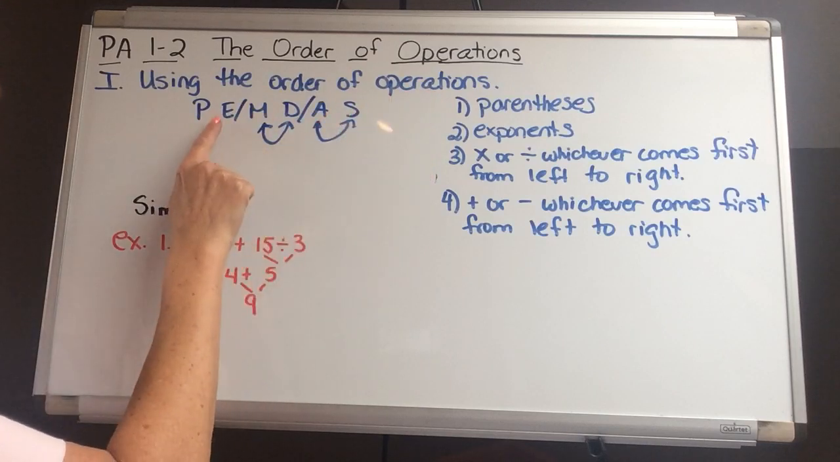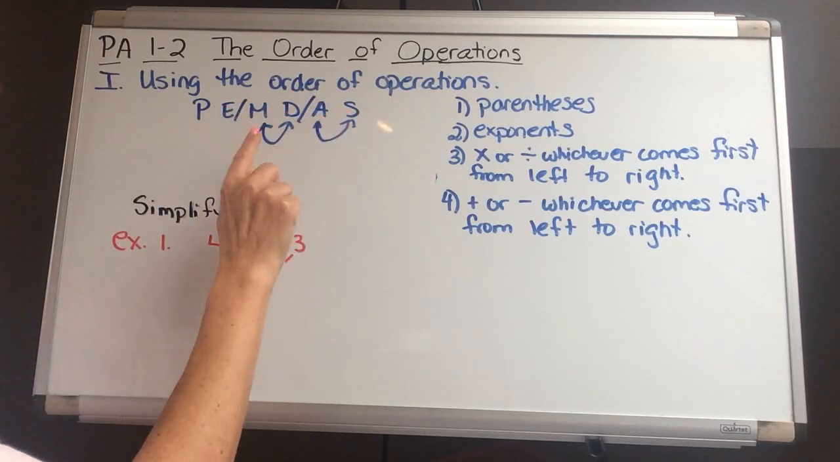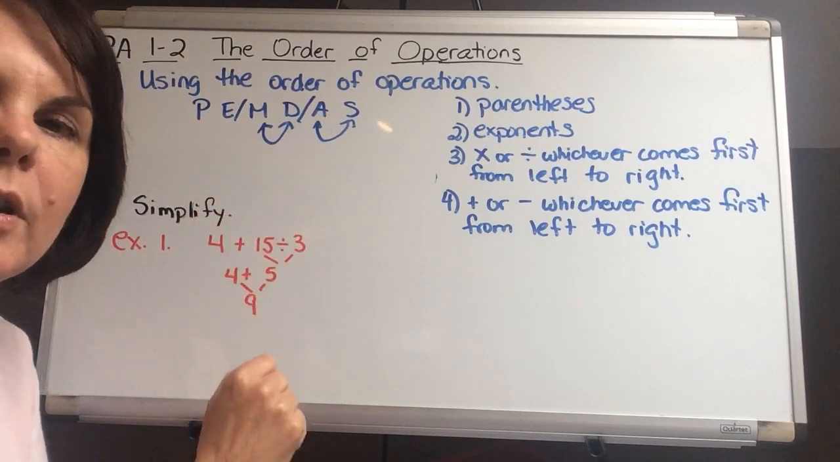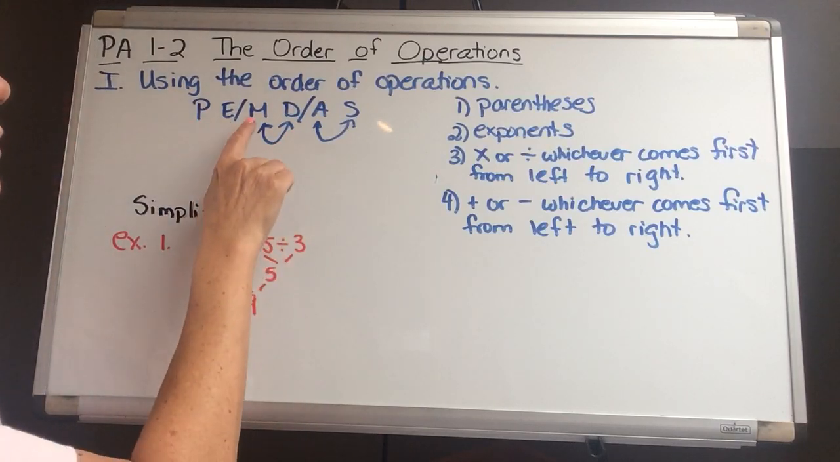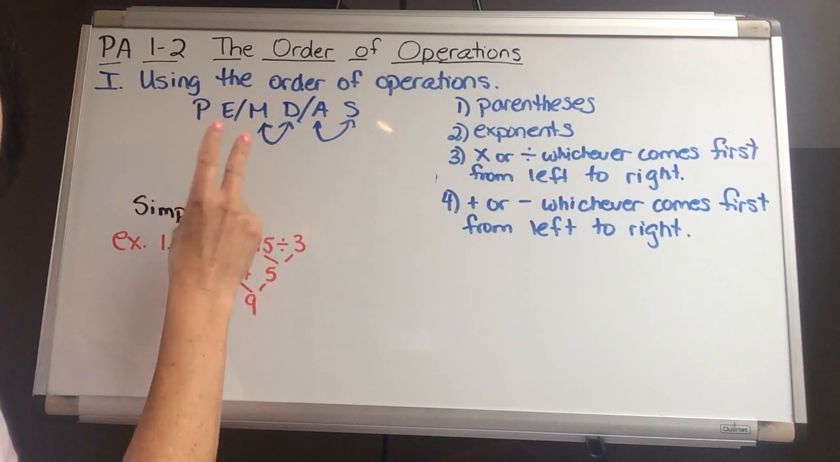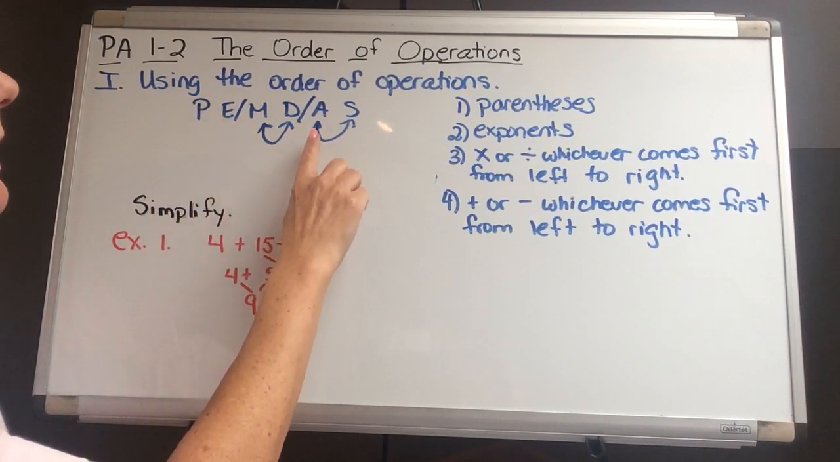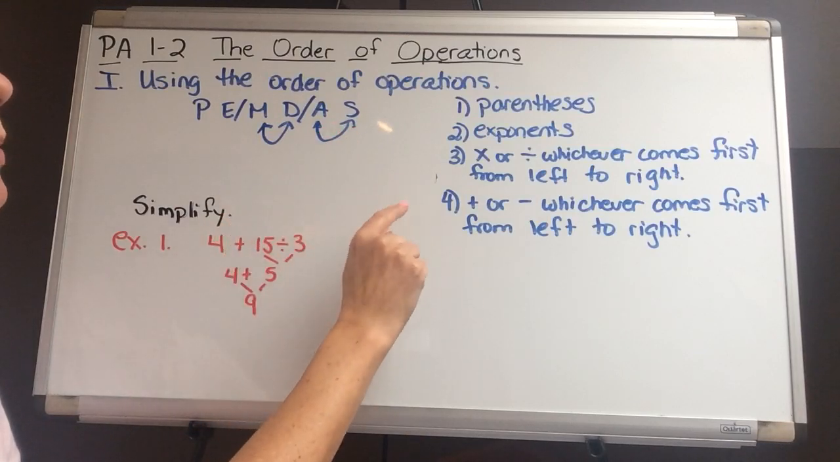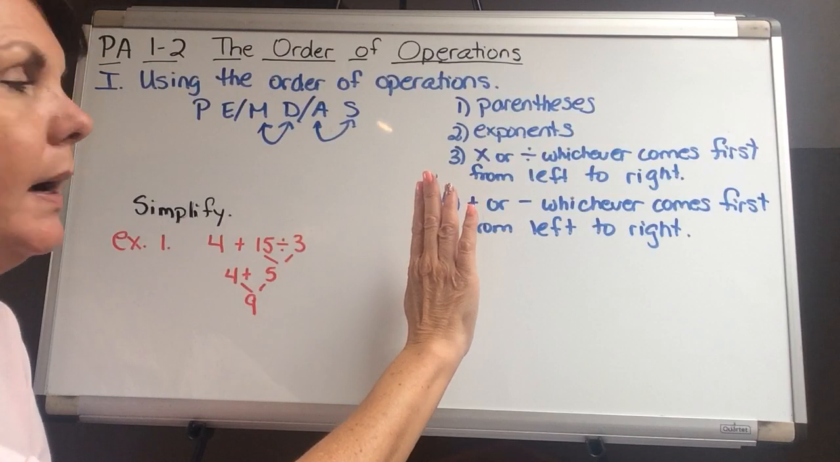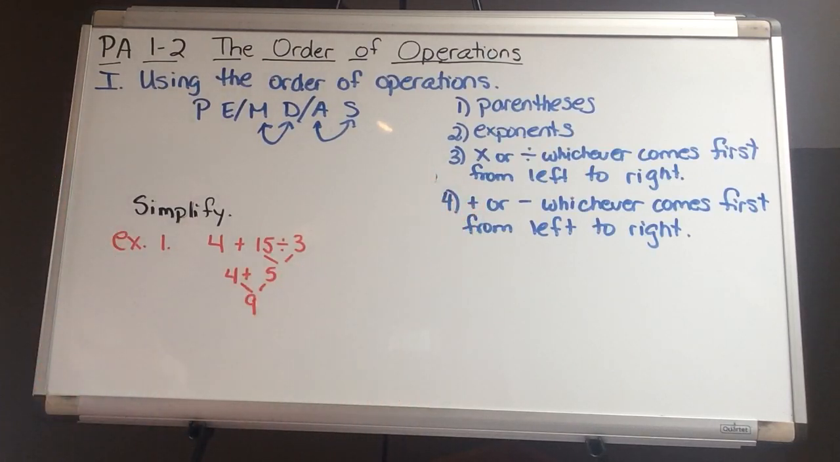Parentheses first, then E is for exponents, and this means multiplication or division, whichever comes first from left to right. So just because M comes before the D here, they have equal power, so you can flip them back and forth. Same way, addition or subtraction, whichever comes first from left to right as you're going through the problem this way. Let's take a look at the first example.